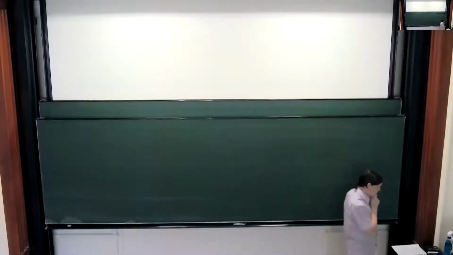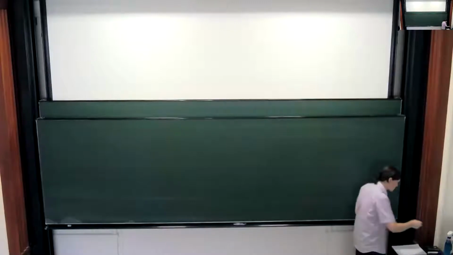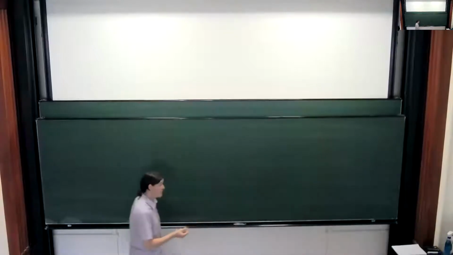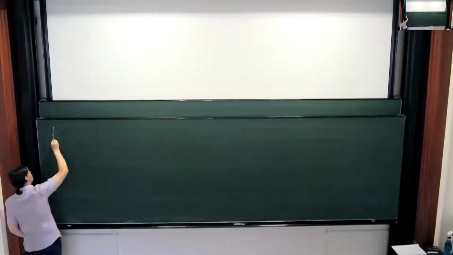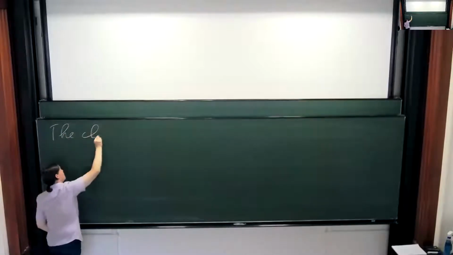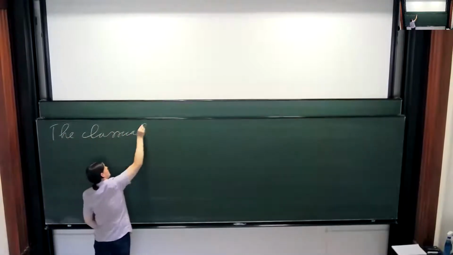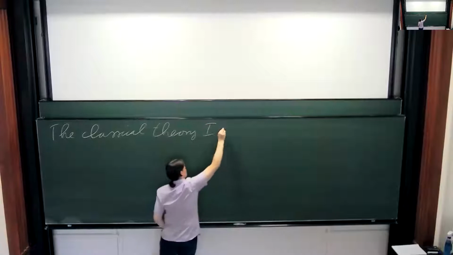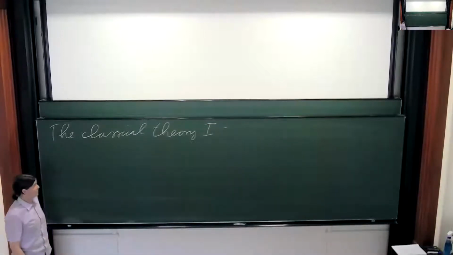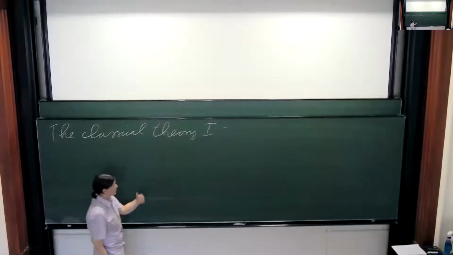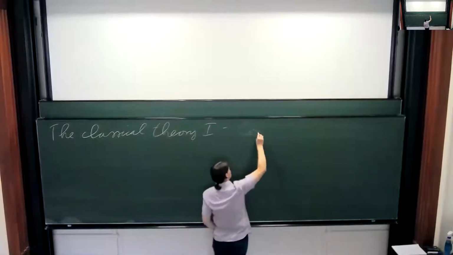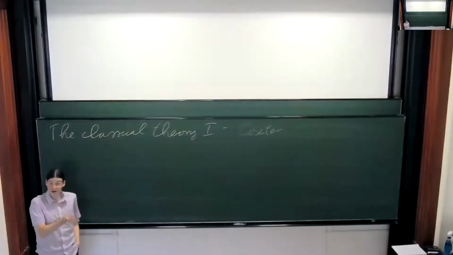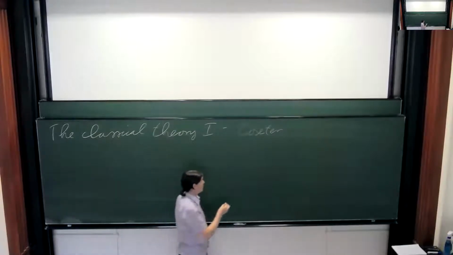Okay, so let me start with today's talk. The name of the talk is the classical theory, part 1, and it will be about Coxeter groups. So I called it Coxeter groups, the beginnings. And the main goal for today is to understand why Coxeter groups, what they are, and why they're interesting.